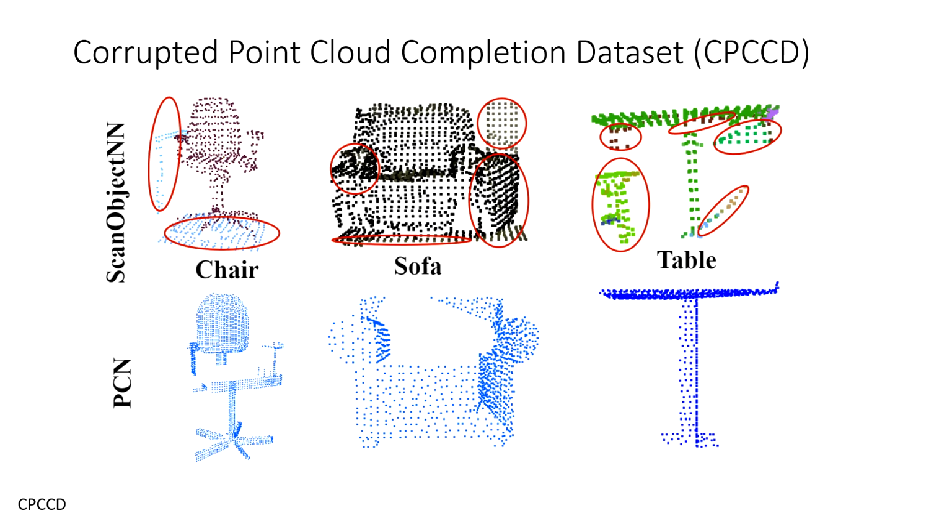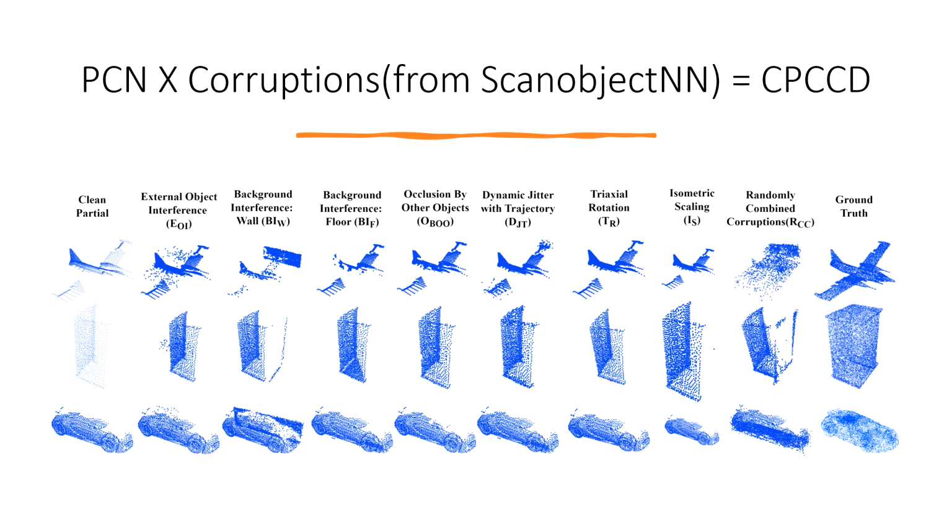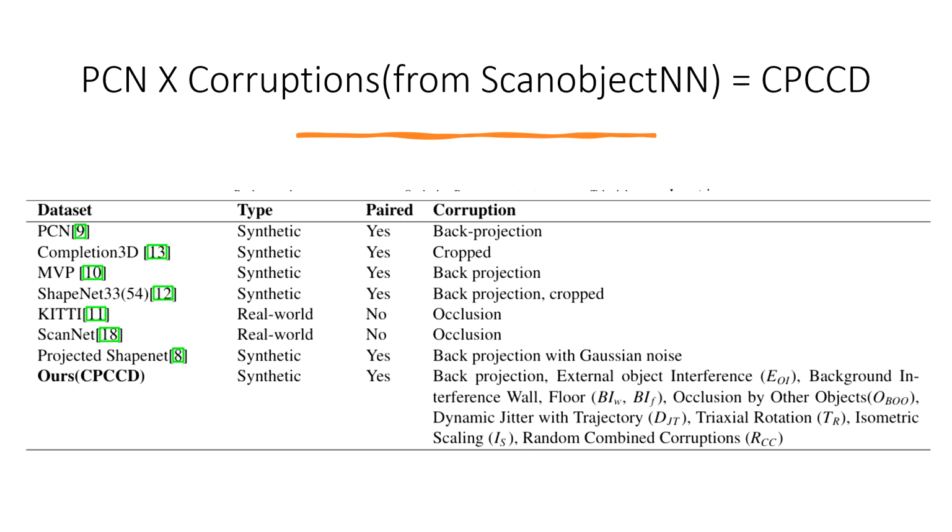And then we categorize the observed corruptions into external and internal corruptions, as well as the random combination of the two. So we applied the observed corruptions to the PCN dataset and made the first robustness benchmark dataset in the field of completion. This is what it looks like. It consists of external corruptions, internal corruptions, and a random combination of the two. And compared to other point cloud completion benchmarks, our dataset consists of a more comprehensive list of corruptions.